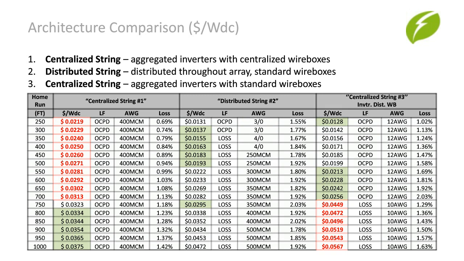It isn't until we get to the longer runs that the centralized system using DC combiner boxes out in the field really makes sense. That was system 1.